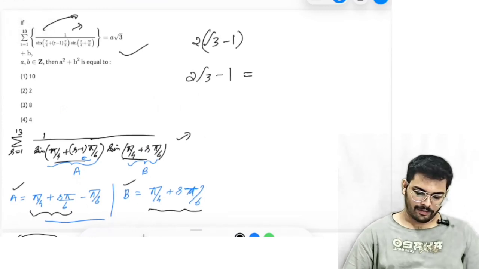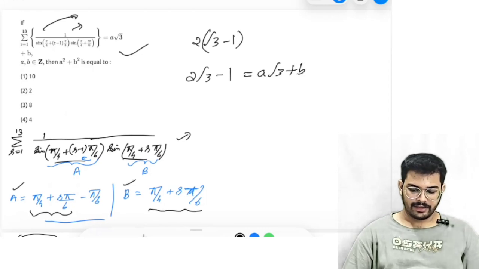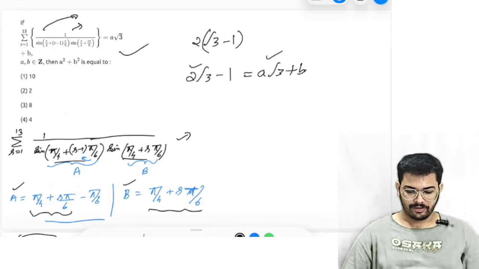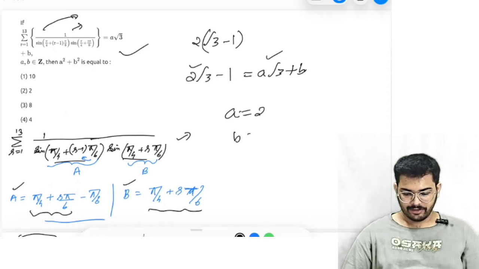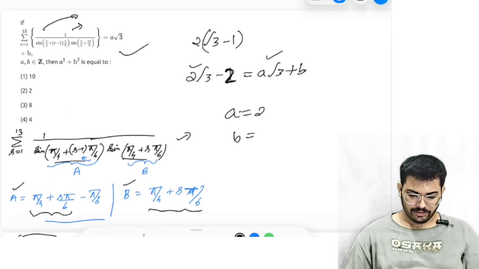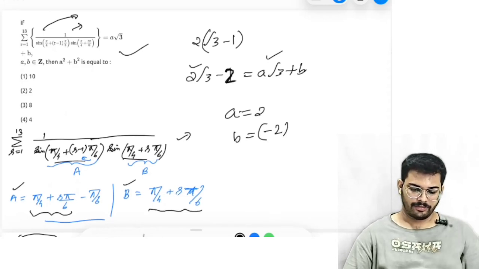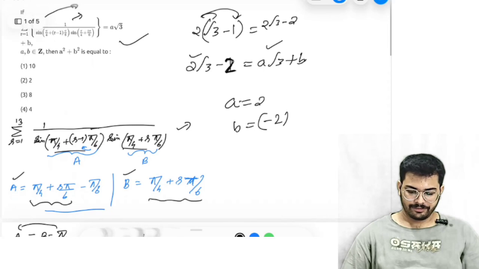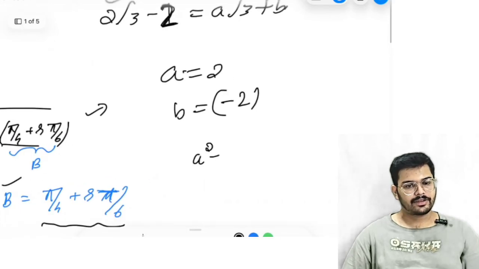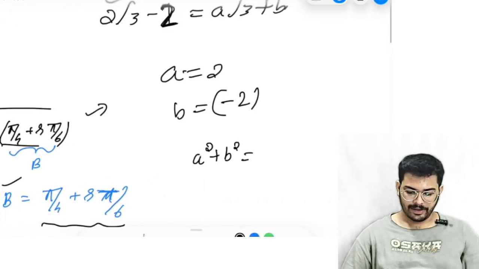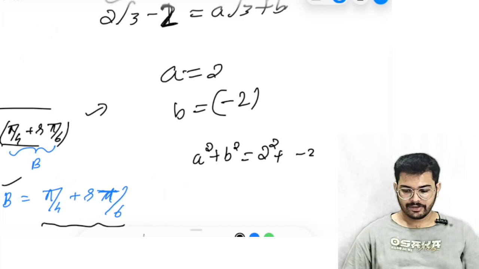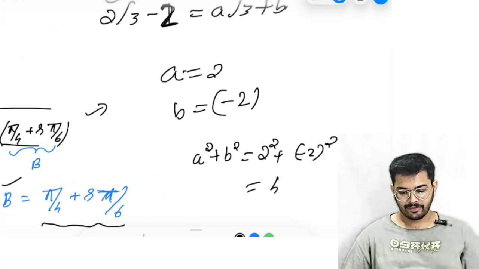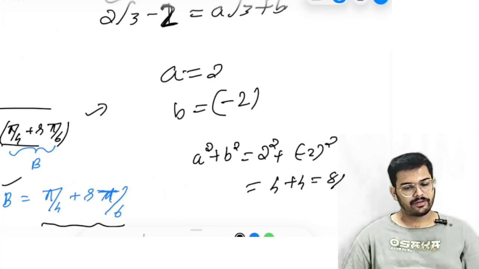From here, it is of the form a root 3 plus b. That is, the coefficient of root 3, a, will be equal to 2, and the constant value b will be equal to minus 2, because when you open this, it will be 2 root 3 minus 2. Now, what is a square plus b square? A square plus b square will be equal to 2 square plus minus 2 the whole square. So our final answer will be 4 plus 4, which is equal to 8.